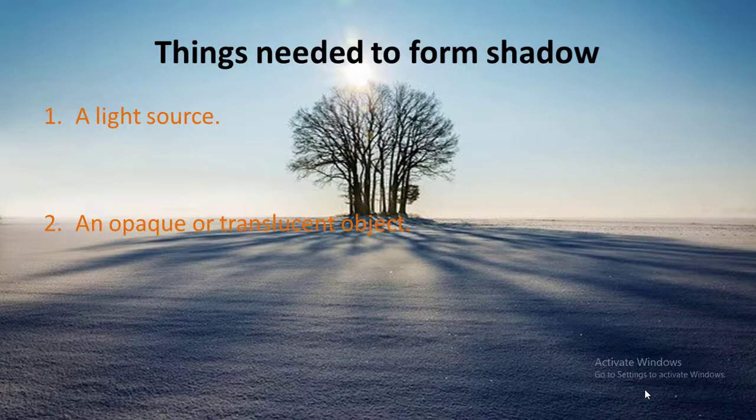You have already studied opaque and translucent objects very well in the previous lesson. Opaque objects do not allow light to pass through them. However, translucent objects allow light partially to pass through them. The third thing which is needed to form a shadow is a background or a surface to capture the shadow. If even one of these three things is missing, then the shadow will not form, or a clear shadow will not form.